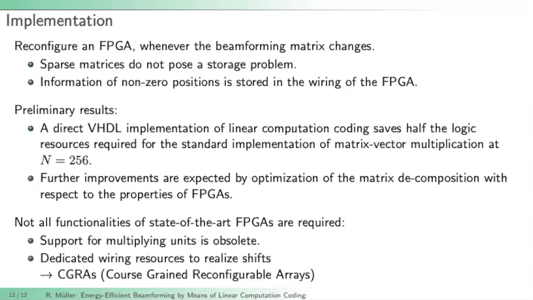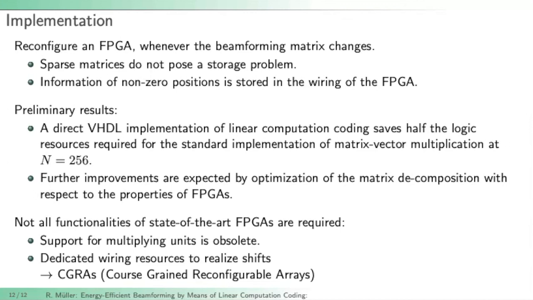Yeah, and that brings me to the implementation. If you want to implement that, you would reconfigure an FPGA whenever the beamforming matrix would change. Sparse matrices do not pose a storage problem because you would not store the sparse matrix, but just the position where the non-zero entries are. In fact, you would not even require to store the positions in an FPGA. In an FPGA, the positions would simply be the wiring on your chip.